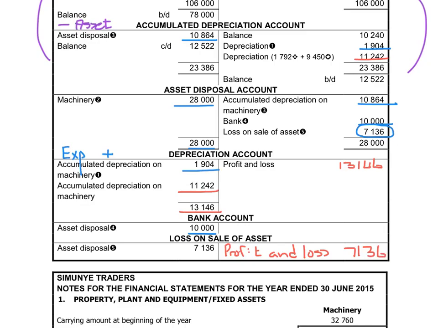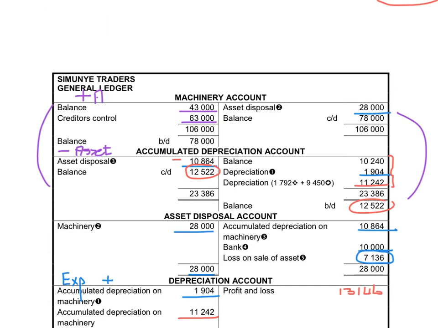In my balance sheet accounts, I will balance my accounts to determine what is the closing balance. So I will add up the amounts on the credit side, subtract the amount on the debit side, and determine what is my closing balance that will be carried over to the next financial year. Machinery account is also an asset. I will add up the debit side, subtract the credit side, and determine what is the value of my machinery at cost price in the machinery account at the end of the year.